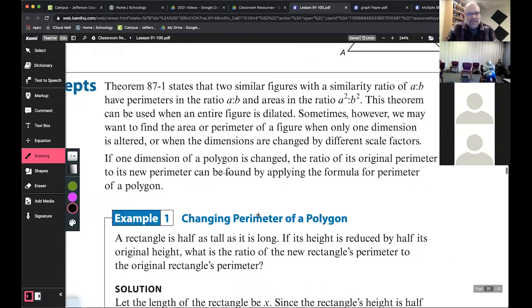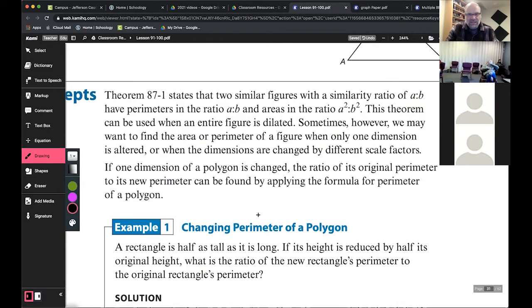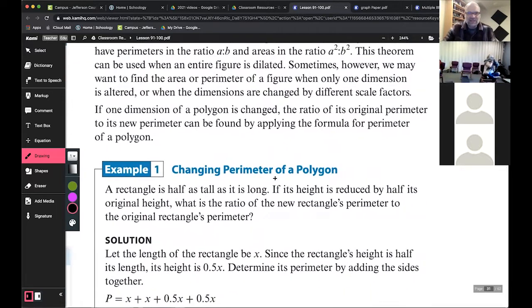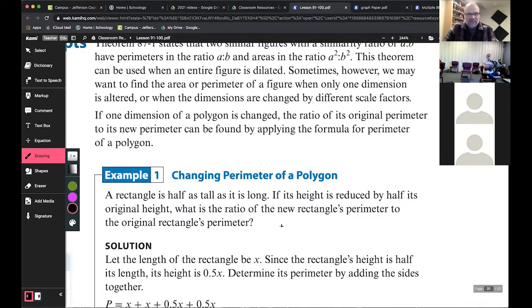All right, so this is 96. Now we're going to do more analyzing, but we're going to analyze the perimeter of a polygon and the area of a polygon when you change the dimensions a little bit. So let's just start with an example. A rectangle is half as tall as it is long. So if I were to draw a rectangle here, then this would be x, this would be 0.5x. You see how this is half as tall as it is long.